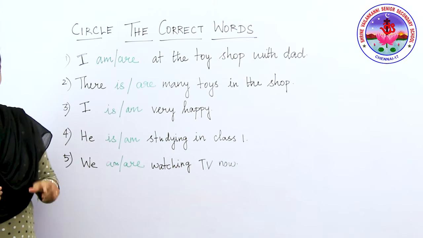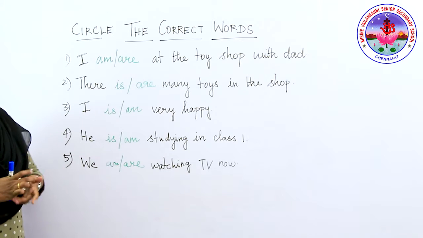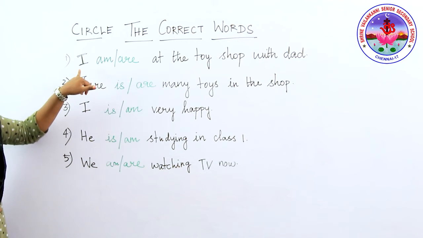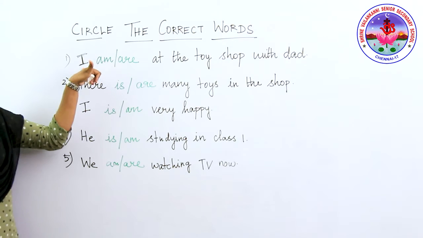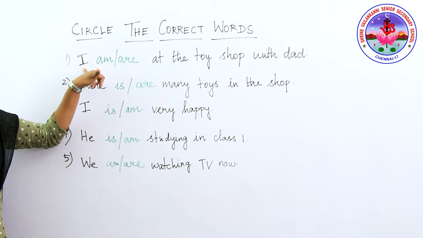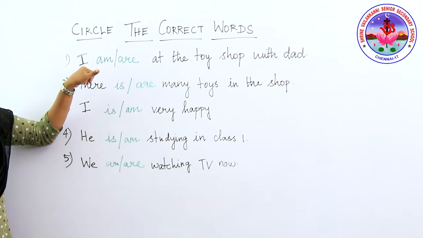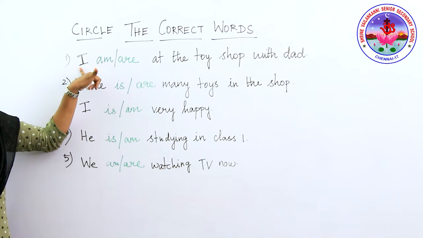So what you have to do, you need to select the correct word in order to frame the correct sentence. So here, first look into the first word, which is nothing but I. I already told you that am is always used with I. So whenever you find the word I, which means that you're talking about yourself, that is the first person, the speaker, okay, see here, I.